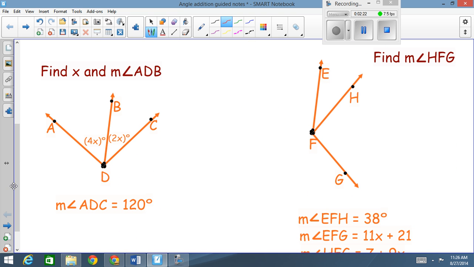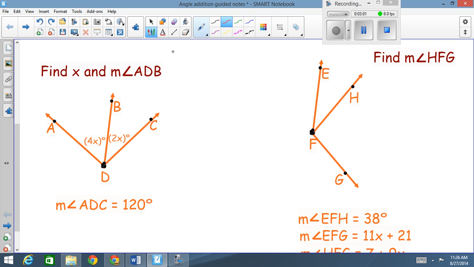Now we got a little bit more going on here. On the left, it says find x and find the measure of angle ADB. Now sometimes I get students saying, well, ADB is referring to this angle right here, and that angle is 4x. So why can't I just put 4x? Well, 4x is not a measure, okay? When it says the measure of angle ADB, it means I want to know how many degrees it is. 65, 30, 50, whatever. 4x is not a measure. So first things first, I have to find x.